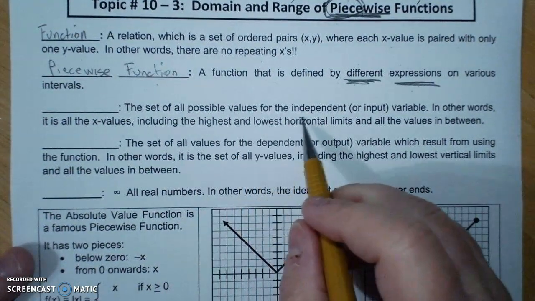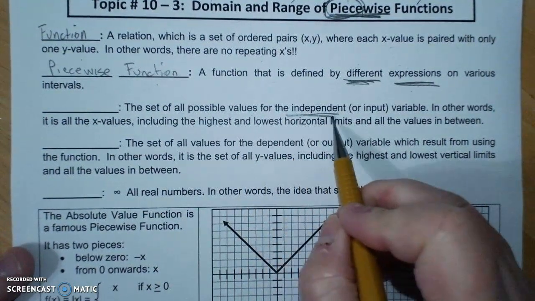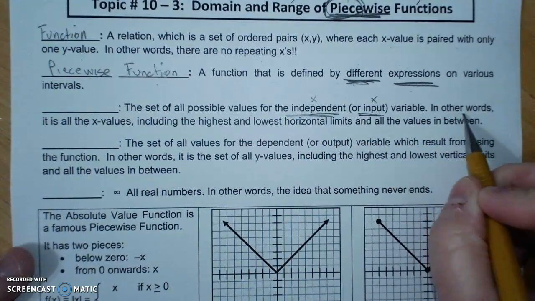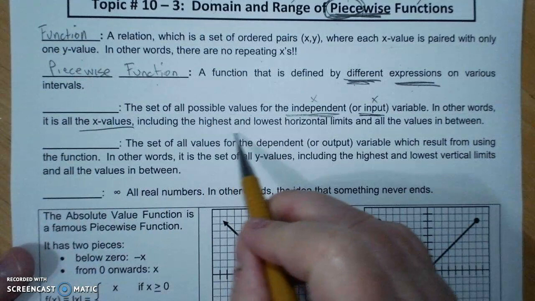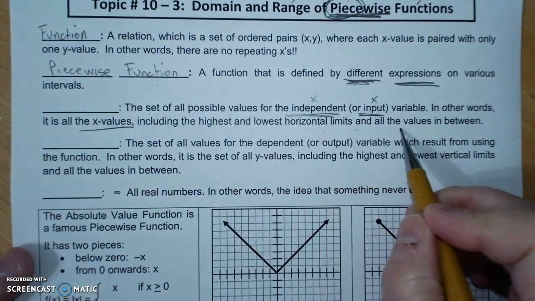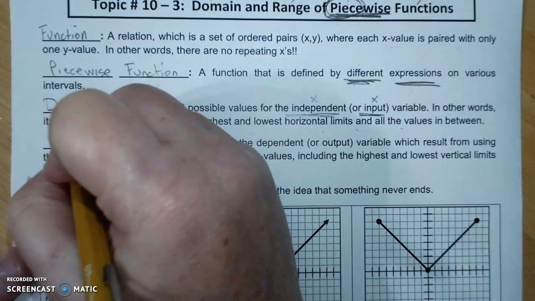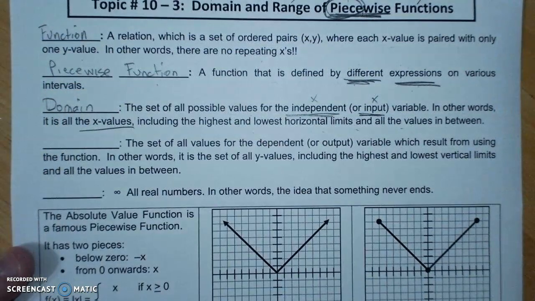The set of all possible values for the independent or input, and independent is x, input is x. In other words, it's all the x values, including the highest and lowest horizontal limits, and all the values in between. So that is the definition of domain. You have done that before.